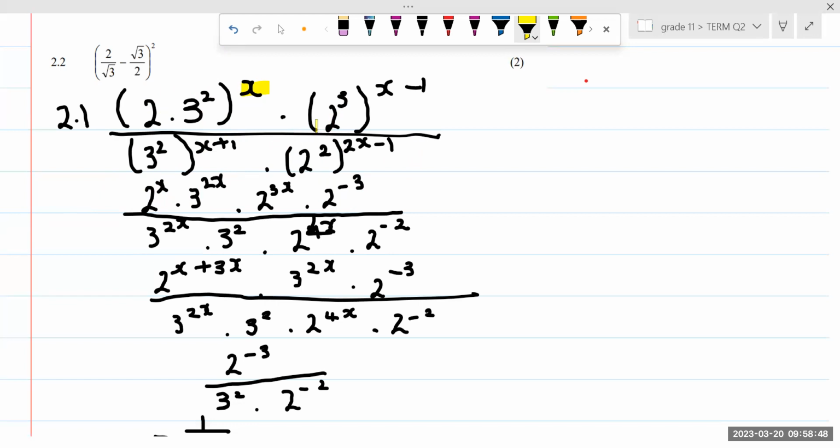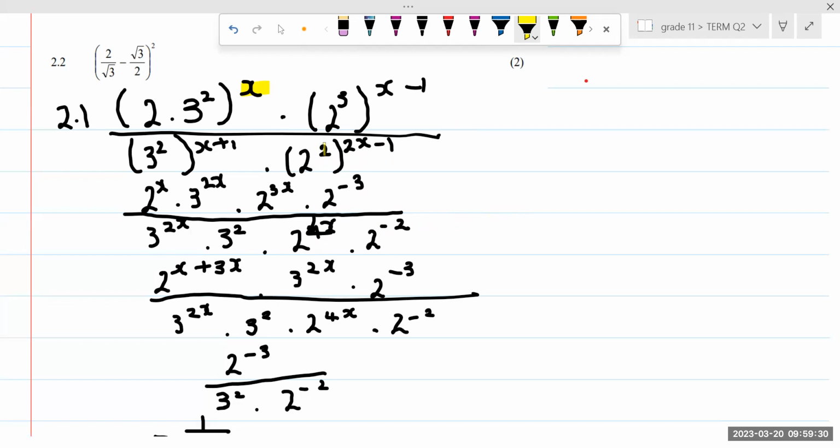And then came to the other side. 2 to the power of x gives me 2 to the power of 3x. And then 2 to the power of 3 to the power of negative 1 gave me 2 to the power of negative 3. And coming to my denominator, I said 3 to the power of 2 multiplied by x. It gives me 3 to the power of 2x, and then 3 to the power of 2 multiplied by 1 gives me 3 to the power of 2. And the other side, 2 to the power of 2 multiplied by 2x gave me 2 to the power of 4x, and then 2 to the power of 2 multiplied by negative 1 gives me 2 to the power of negative 2.